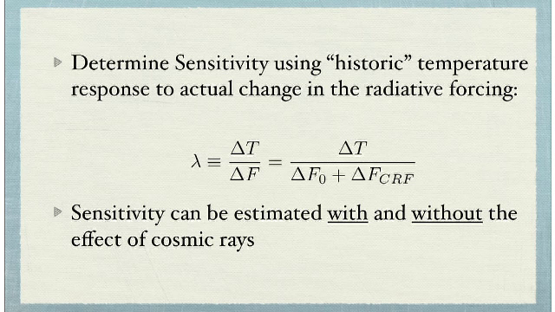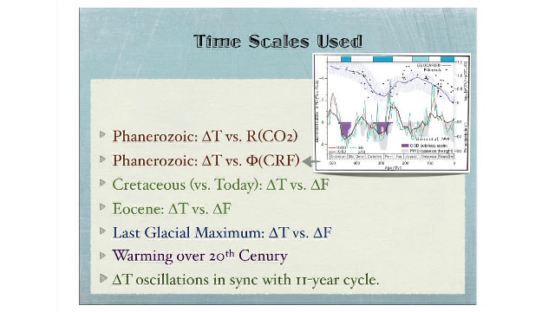We can do it once with the standard forcings, and we can do it again when we take into account the fact that the cosmic rays are affecting the climate. And we can do that for half a dozen different timescales. We can compare the temperature change to the changes in the CO2 over the Phanerozoic, which is the last 500 million years. We can compare it to the cosmic ray flux. We can compare the mid-Cretaceous to today.